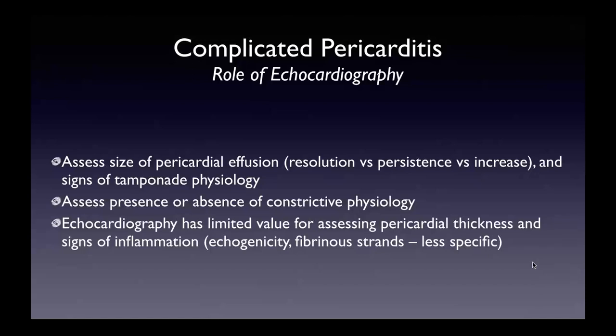Echocardiography, as we all know, has very limited value for assessing pericardial thickness and signs of inflammation. We do have some less specific signs that we can weigh on a little bit. Sometimes there's echogenicity within the pericardial space. You get the sense of some thickening and a boggy, inflamed pericardium, and the presence of fibrinous strands within the pericardial space suggests a more complicated effusion and maybe more likelihood to go towards constrictive physiology. But these are definitely less specific.